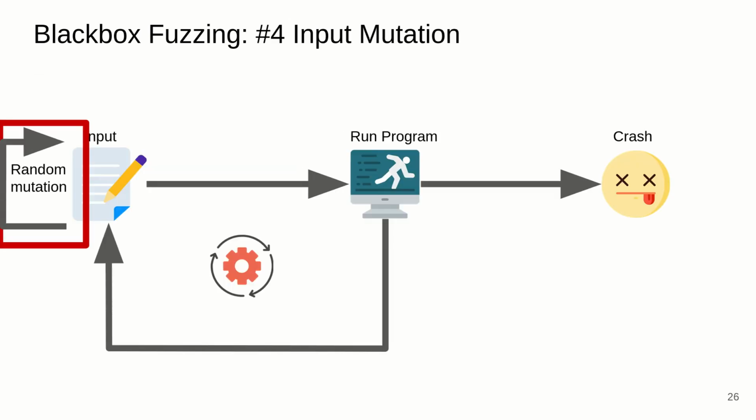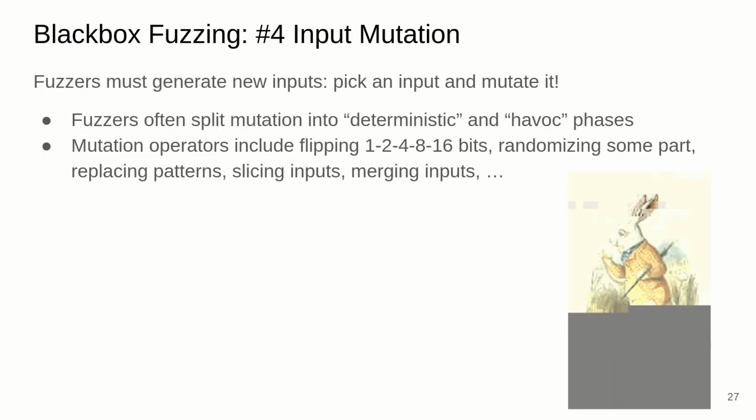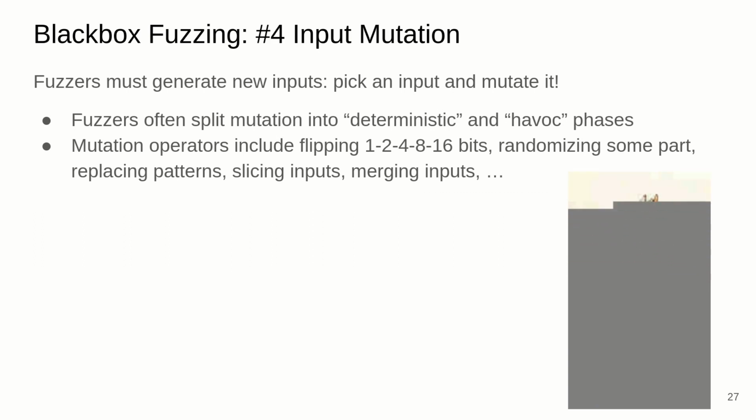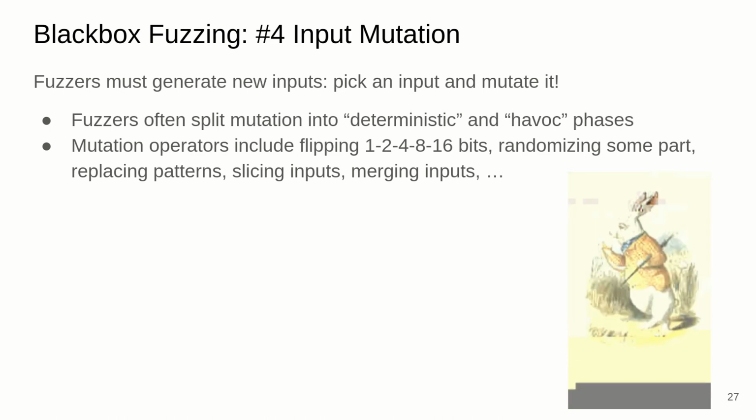Now the input mutation, right? Fuzzers must generate new input, so let's focus on that. The fuzzer picks an input and then mutates it. Fuzzers often split mutation into deterministic and havoc phases. Deterministic means that there's one deterministic operator that is being picked, and then the target is being modified. For example, each byte, one after the other, is being flipped. The havoc phases would then combine multiple operators randomly to do more heavyweight changes.